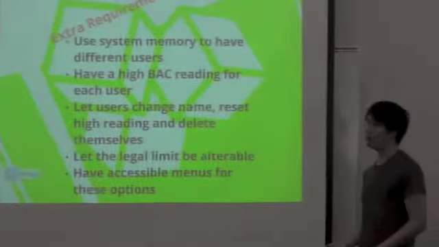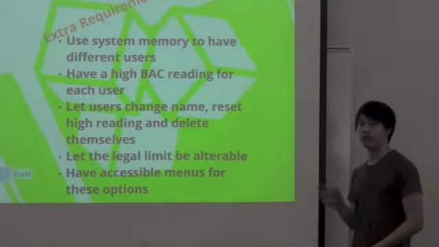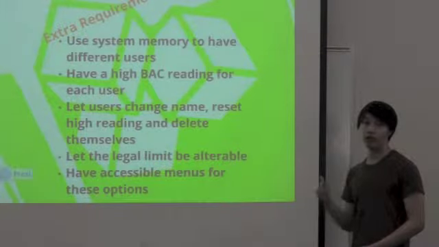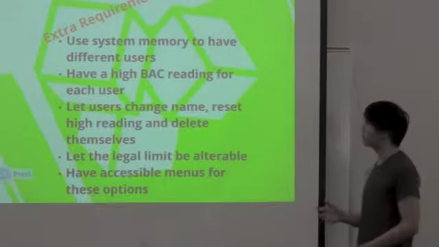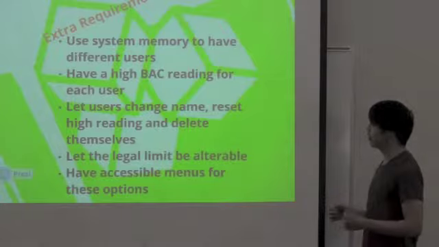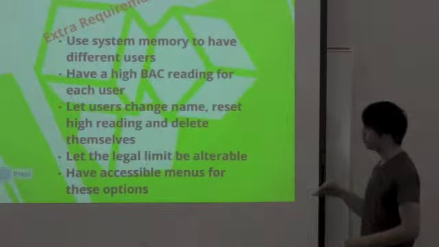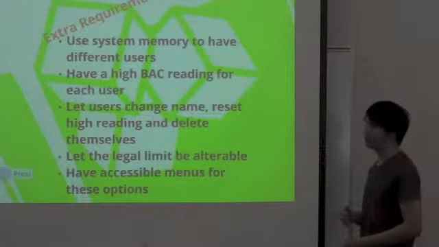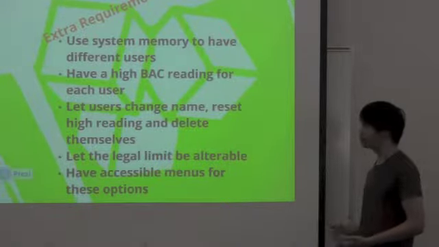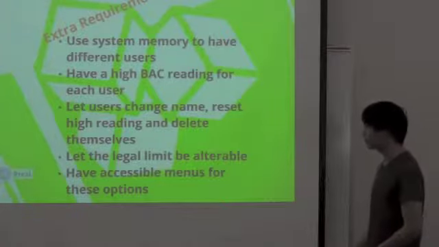Some extra requirements we wanted to do is add a decay sensor so you know when you're no longer over the legal limit, and another one is to have an interface so you can add a username, have your current score or reading recorded, and you can delete your username or your score so you can add more users.